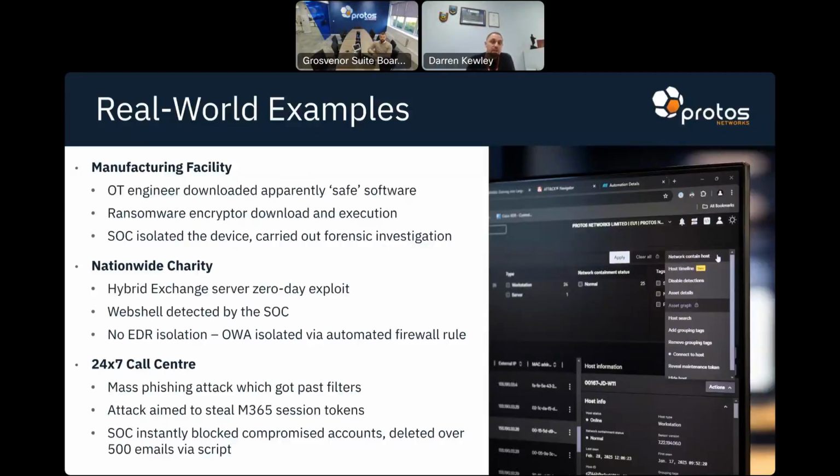And you can see in all three of these, just to say on that last one, they ripped that email security solution out quite quickly after that and invested in a newer solution. But what you can see in all of them is the SOC has had to take rapid response actions. And if these organizations didn't have a SOC or didn't have EDR in place and things like that, these attacks could have been much worse for them.